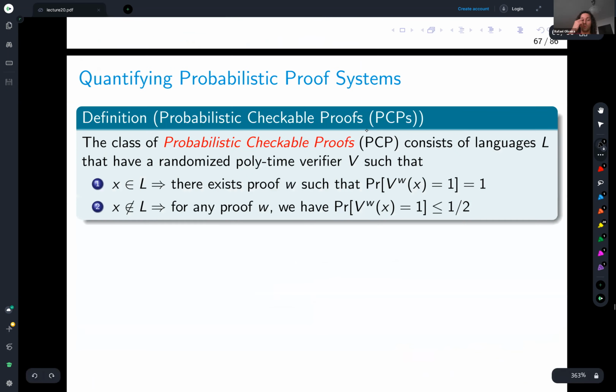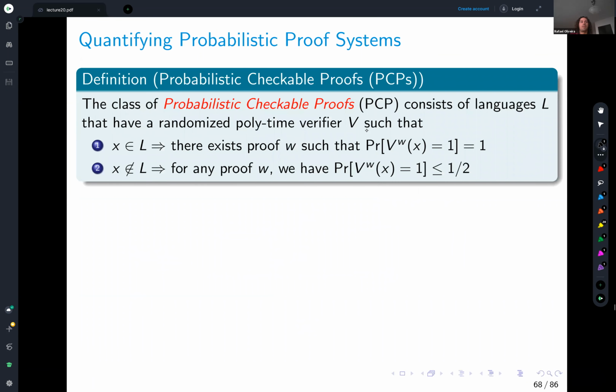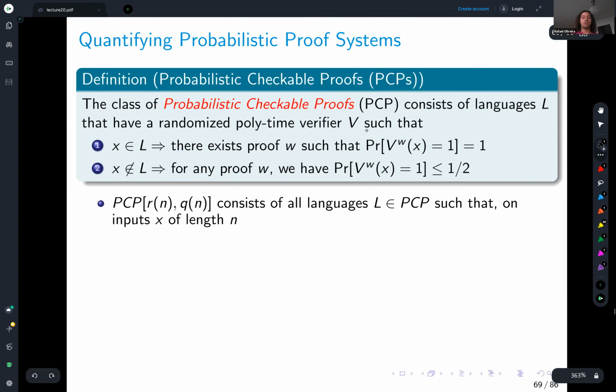All right. Now let's quantify probabilistic proof systems. We talked about all these proof systems, and now we have a lot in our heads. But let's quantify this class of probabilistic checkable proofs. There are all these languages that have this randomized polynomial-time verifier. Now let's say that for PCP, the class of probabilistic checkable proofs, we can quantify the languages. In which sense? Now we're going to constrain just the proofs.